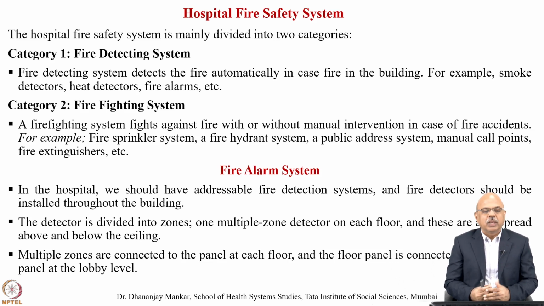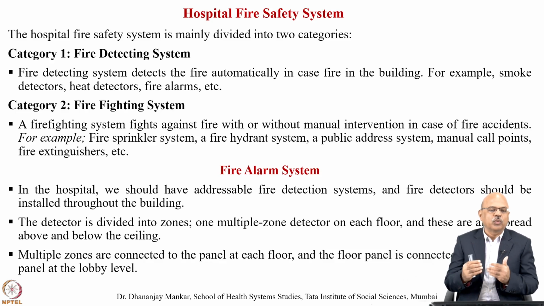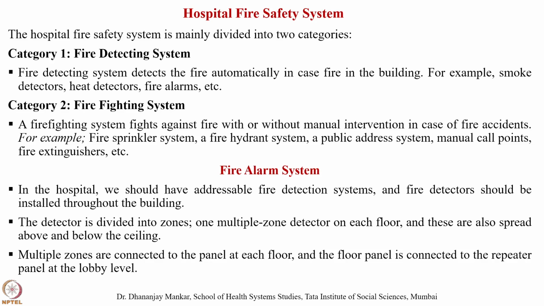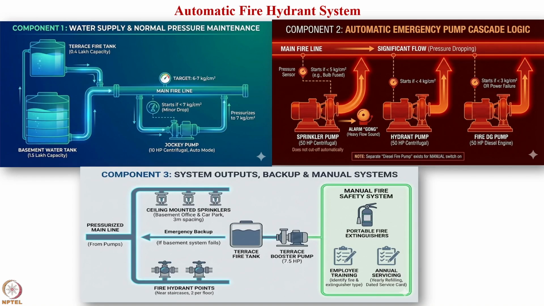Fire alarm system. In the hospital, we should see the addressable fire detection system, and fire detectors should be installed throughout the building. Detectors are divided into zones. One multiple zone detector on each floor should be there, and it should also have a spread above and below the ceiling. Multiple zones are connected to the panel at each floor, and the floor panel is connected with the repeater panel at the lobby level.